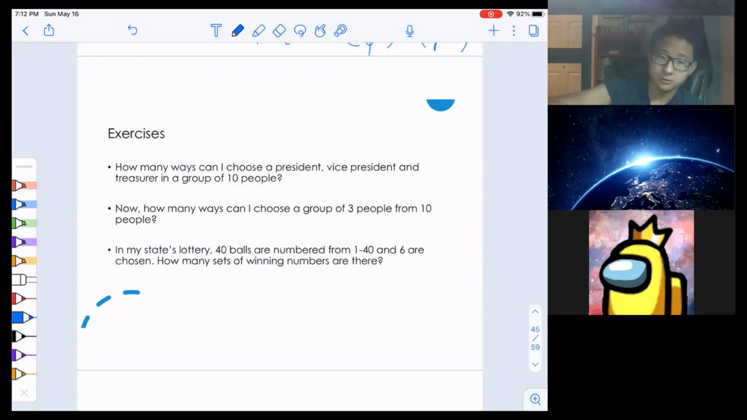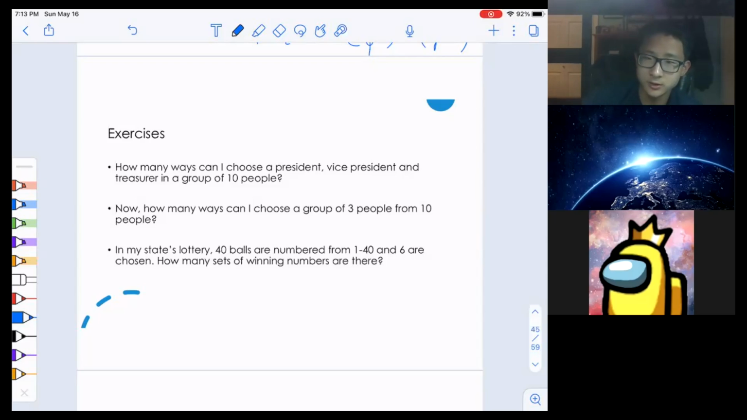All right, let me just go over the first two. These aren't the same question. Since the first one is picking a president, a vice president, and a treasurer, order matters because all these positions are different. But in the second one, we're just picking a group of 10 people, so that means it's different, and the order doesn't matter in the second problem.